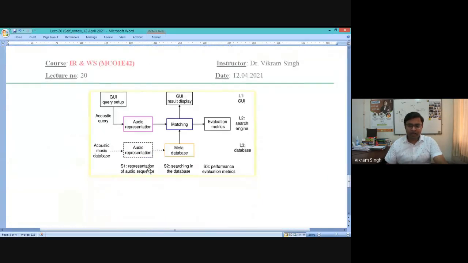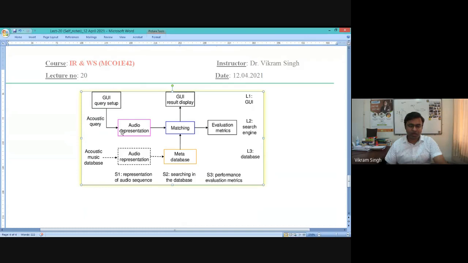Now, again, let's take one of the typical use cases of the IR process. Can you tell me what application area this IR process explains? You can see a GUI for query setup, a GUI for the display, and then the user query is posted in the form of an acoustic query. This query is sent for audio representation. Naturally, because your query is an audio query, you need to represent it, transform it, and after transformation send it to the matching process.